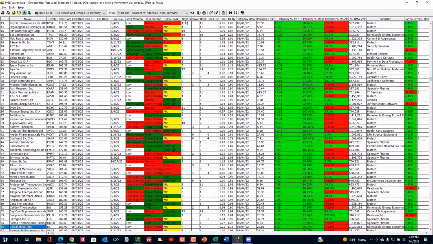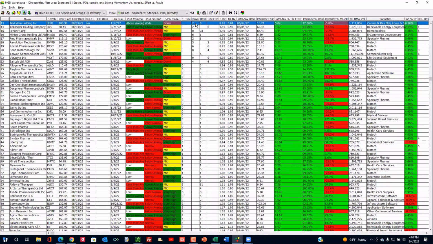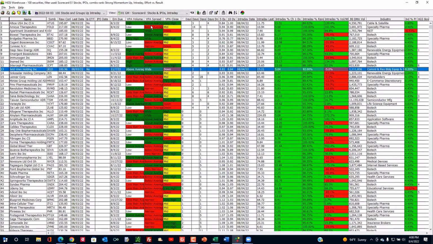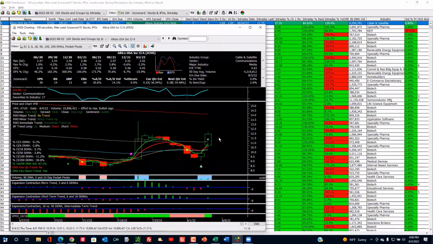But before I do that, I want to look here and see which of these. See how I sorted on that? These I know have not crossed over, but they're up to date. So let's go here. Here's one that's up 21% today, but it hadn't crossed over. So I'll bring the chart up.